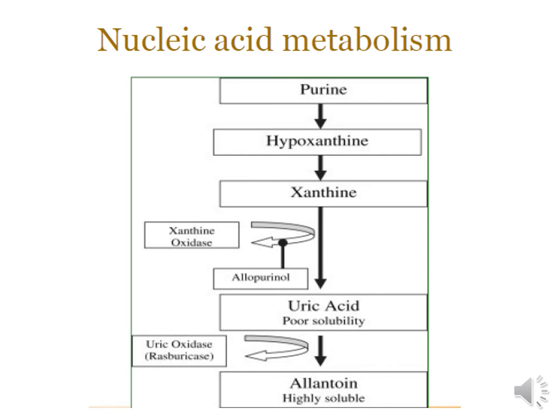But what if the uric acid is already high? We can give what we call rasburicase, a recombinant urate oxidase. So it can convert the uric acid into allantoin. So it can convert the water-insoluble product to a water-soluble product, easily excreted.